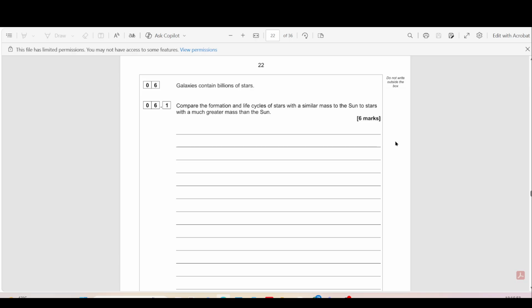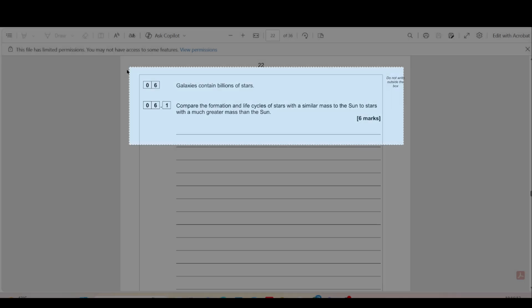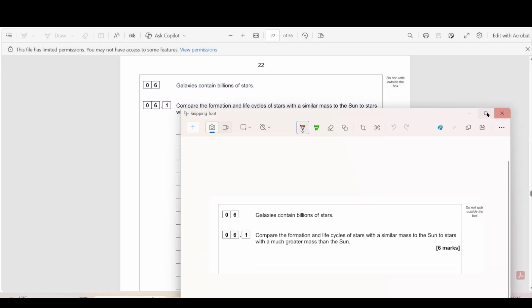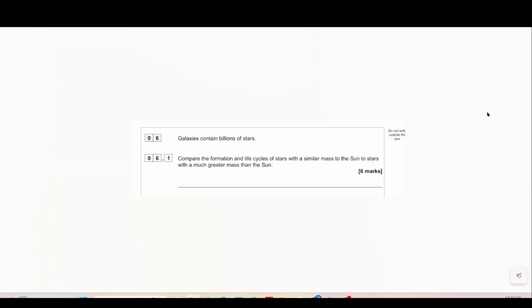Galaxies contain billions of stars. Compare the formation and life cycles of stars with a similar mass to the Sun to stars with a much greater mass than the Sun. So let's see this one. We have to compare the formation and life cycles of stars with a similar mass to the Sun to stars with a much greater mass than the Sun.